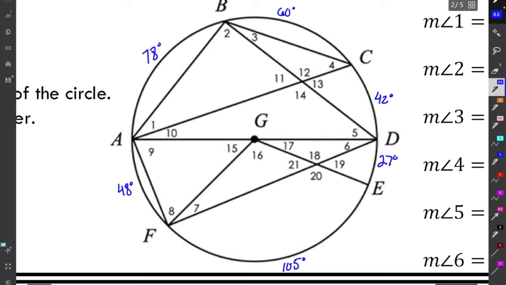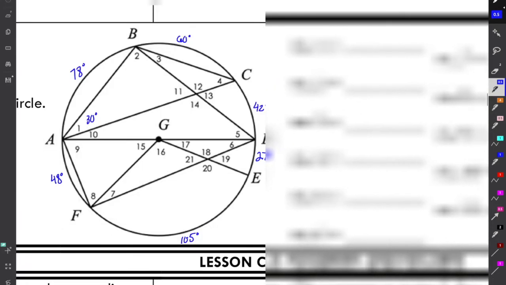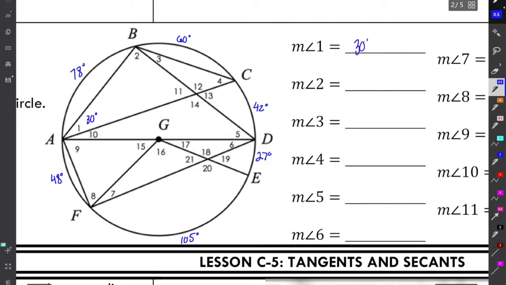Now I should be able to solve every angle I need to. So let's start with angle 1. Angle 1 is this angle right here. It is an inscribed angle because it has the vertex on the circle, and it intercepts the arc BC, which is 60 degrees. So we'll take half of that to get the measure of angle 1, which is 30 degrees. Then angle 2: you see angle 2 is an inscribed angle that intercepts this diameter AD. That automatically tells me that it is a 90-degree angle.